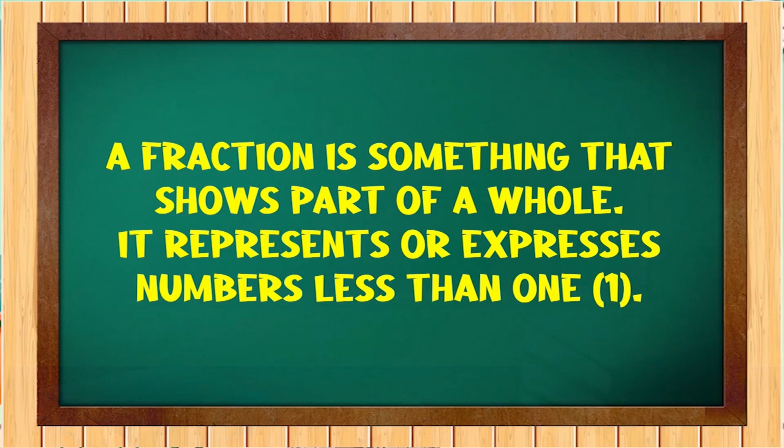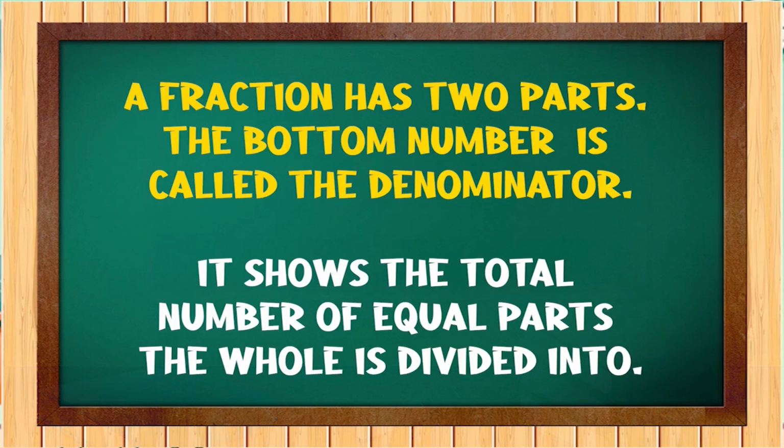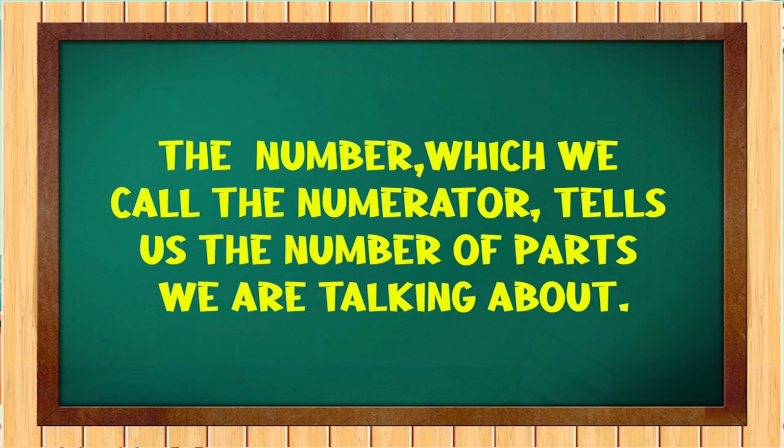A fraction is something that shows part of a whole. It represents or expresses numbers less than 1. A fraction is equal to part over a whole. A fraction has two parts. The bottom number, which is called the denominator, shows the total number of parts, and the top number, which we call the numerator, tells us the number of parts we are talking about.